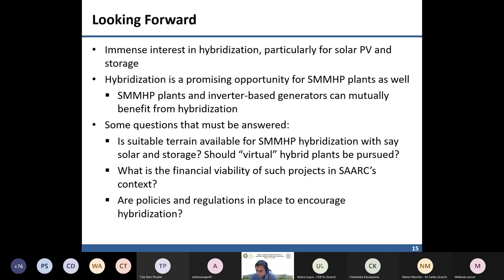Certainly, today storage is expensive, for example. So will it make any practical sense for me to invest in this technology today? Or maybe in 5 years from now, because battery prices are dropping very rapidly and there is a lot of interest in using battery storage in general. So a lot of these are interesting questions that need to be answered. And I, as a researcher and an academician, am really looking forward to answering these questions.